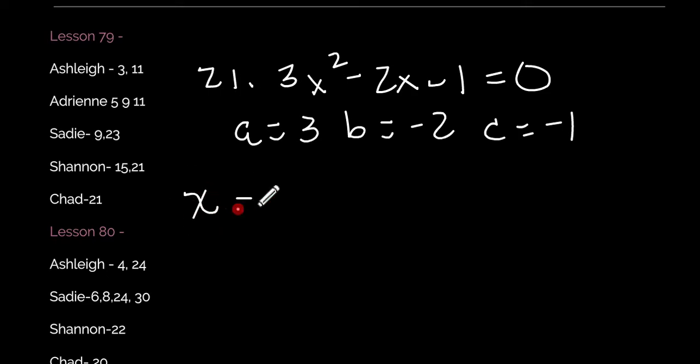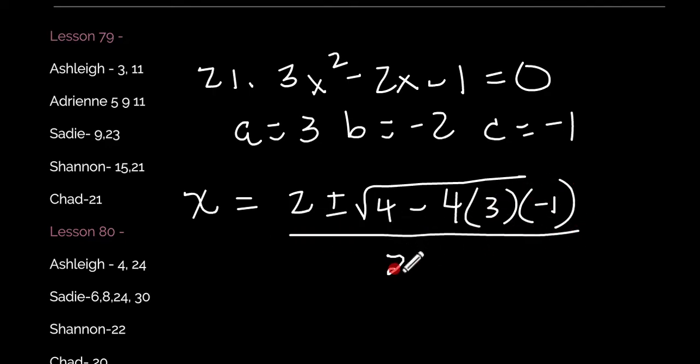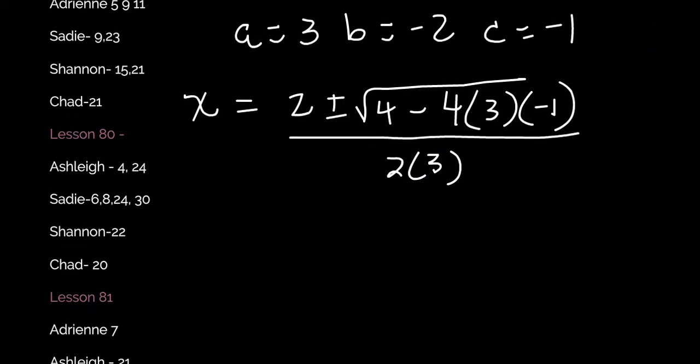So x equals negative b, so it's going to be negative negative 2, plus or minus the square root of b squared, so it's going to be 4, minus 4 times a times c, all over 2 times a. You need to know that by like the back of your hand. It's a really important formula.